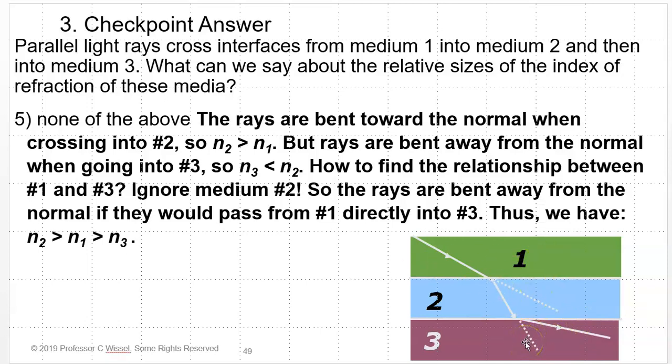Well, there actually is a way of doing this. Whenever you have something like this, okay, you can ignore the second medium. So you pretend the second medium is not there. And then you look at this angle here relative to that angle there. When you look at this angle here, this angle is greater than that one. So that means N1 is greater than N3. So the correct answer to this is N2 is greater than N1 and N1 is greater than N3. These all had to be parallel. Okay, and the way they drew them, they were parallel.